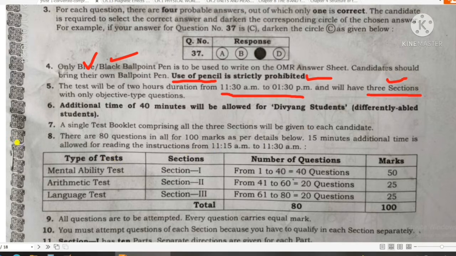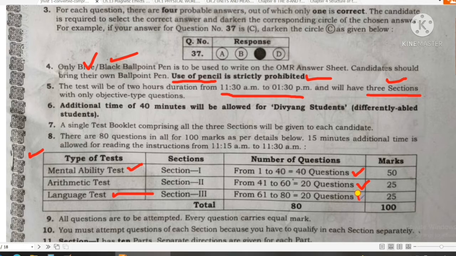You can see here in this table the type of test. So in the first section you will have the mental ability test. In that mental ability test there are 40 questions. Then second is the arithmetic test, and in that arithmetic test, that is section 2, there are 20 questions. Finally in the language test, that is English language, which is mandatory, here also 20 questions. So you can see 80 questions carry 100 marks.